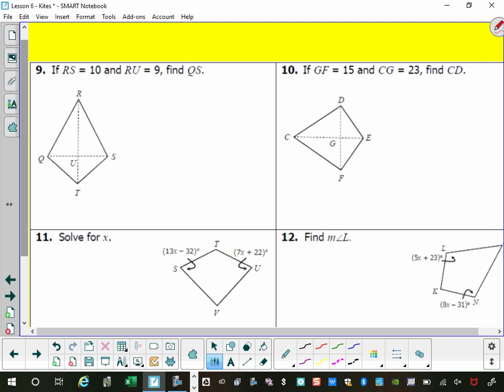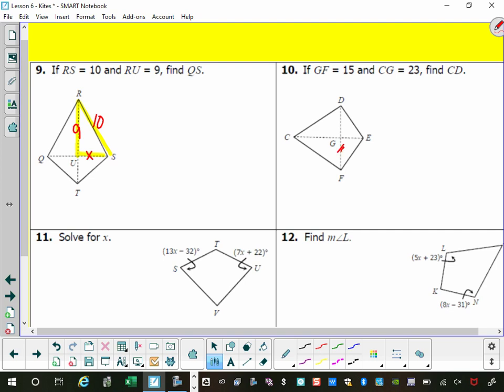If we label 9 and 10, it says RS is 10, RU is 9, so find QS. Okay, so first let's break it up into a triangle here. Once we find S, that's just one part of my answer. I want to double it so I can get the whole diagonal. Does that make sense?